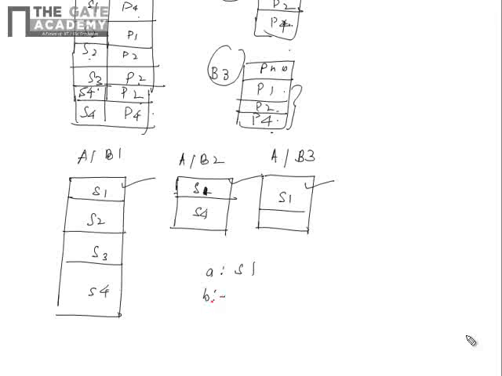So what is the b question? The b question asks which are present in a by b1 but not present in a by b2 and a by b3. s1 and s4 are present in a by b1, also in a by b2, and s1 is present in a by b3 also, but not s4. So s2 and s3 are not at all present in a by b2 and a by b3, so s2, s3. Fine, so a will be the answer, so the answer is a.